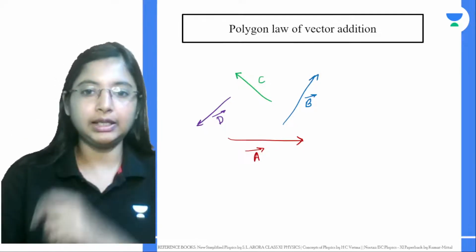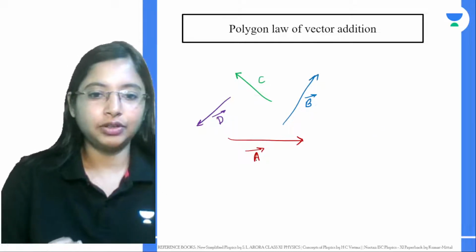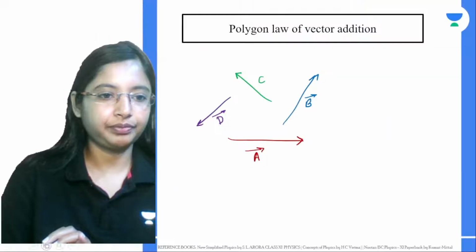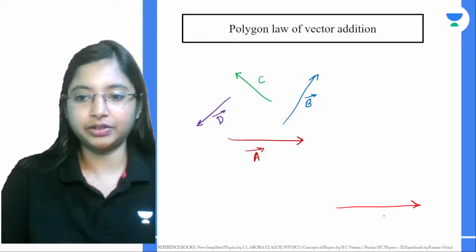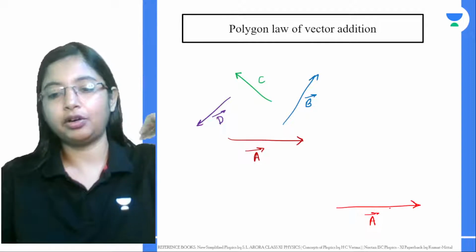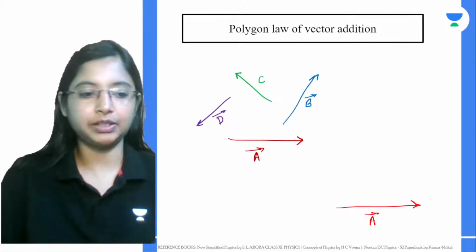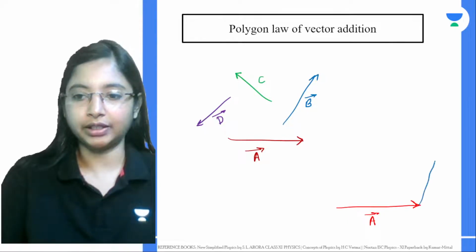So here, let's start with this polygon. Let's start with this A vector over here. Let's say it goes in this direction. This is the A vector. Now, from the end of this A vector, we are going to start the B vector. The B vector starts from the tail of the A vector. This is basically the B vector.